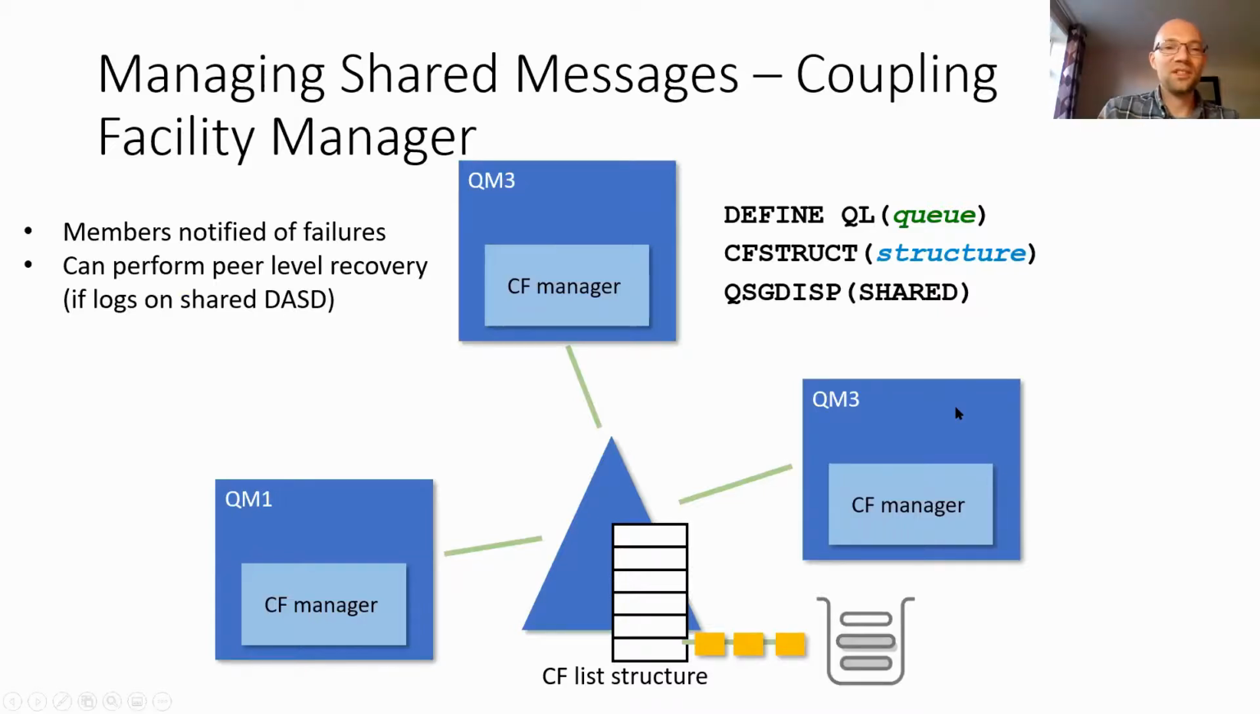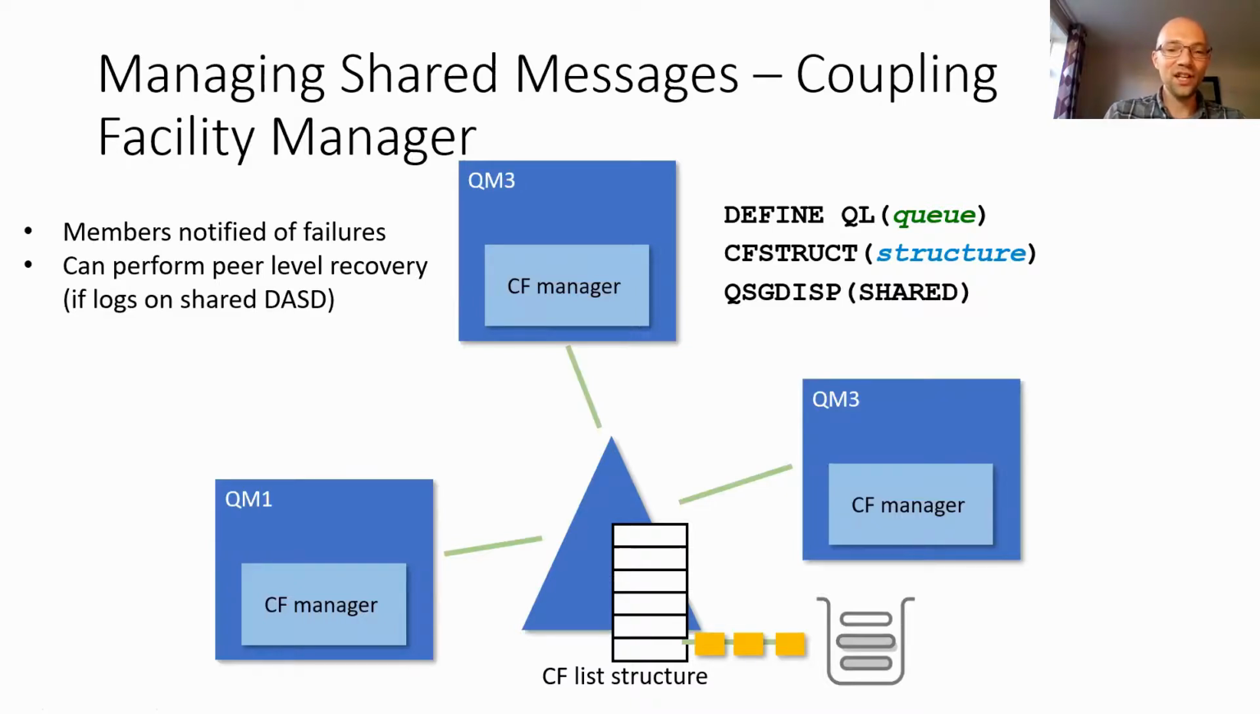Now that diagram was for how messages are stored on private queues. Those are queues that are only accessible by the queue manager where they're defined, so a single queue manager. And that's all that you have available on distributed platforms. But on z/OS, we also have the concept of shared queues, which are queues that are available to more than one queue manager, as long as those queue managers are all running on the same sysplex and are all defined as part of the same queue sharing group.